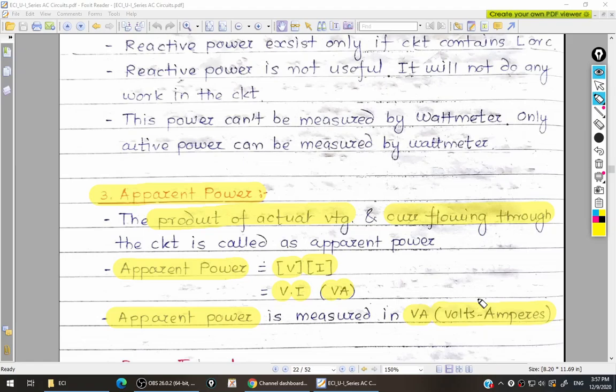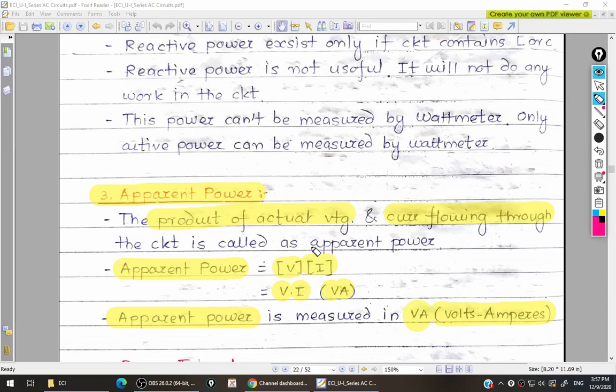So apparent power will decide the overall rating of your device. Okay, so this is measured in VA. So generally transformer ratings are provided in VA, either in kVA or MVA. Okay, so that is nothing but the apparent power.